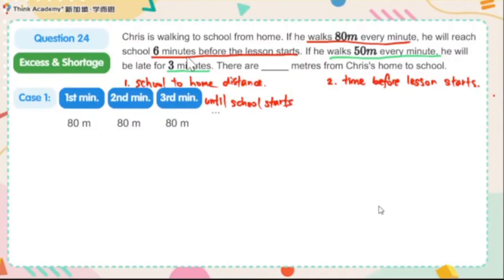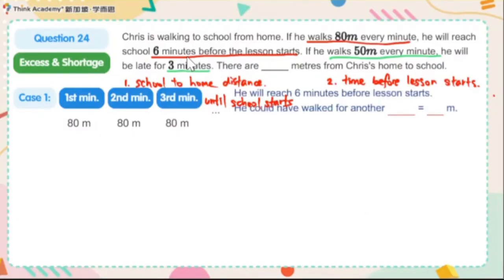Now, he said he came to school 6 minutes before the lesson starts. So he still can walk 80 meters for 6 more minutes, right? So imagine he reached 6 minutes before lesson starts, so he has to stay at school. But if he could still continue walking, he could have walked for another 6 times 80 meters, because every minute he could walk 80 more meters. So he could walk for another 6 times 80 equals 480 meters.